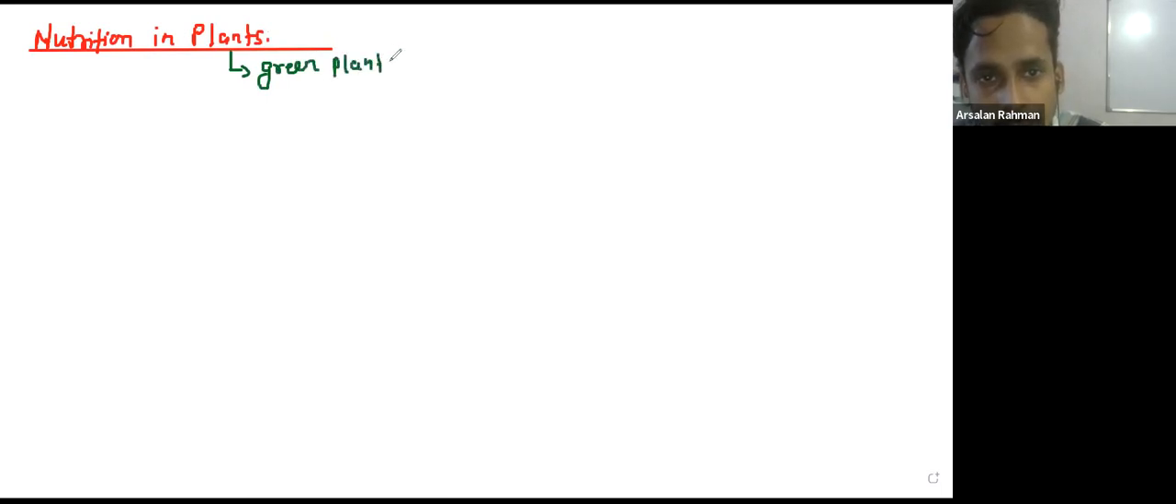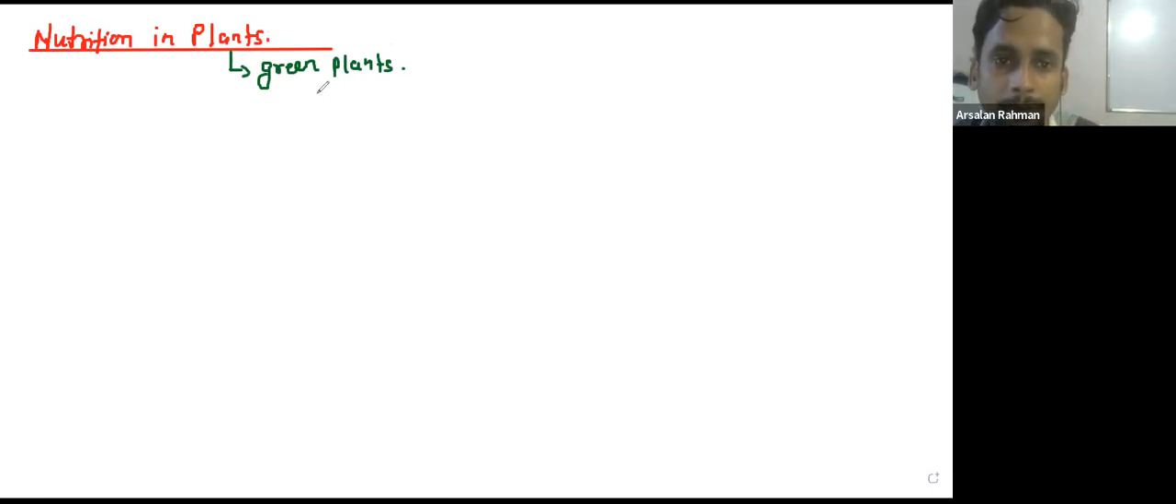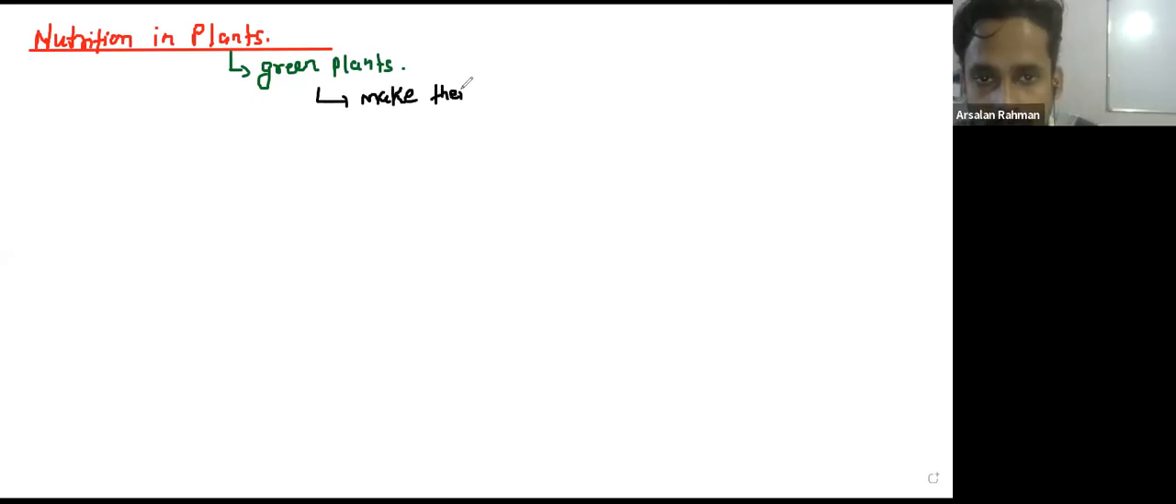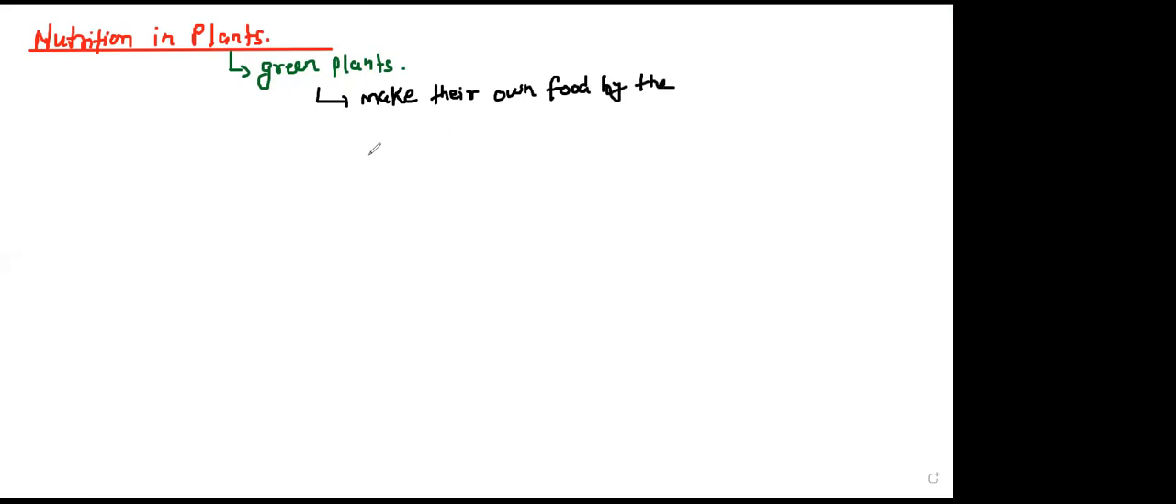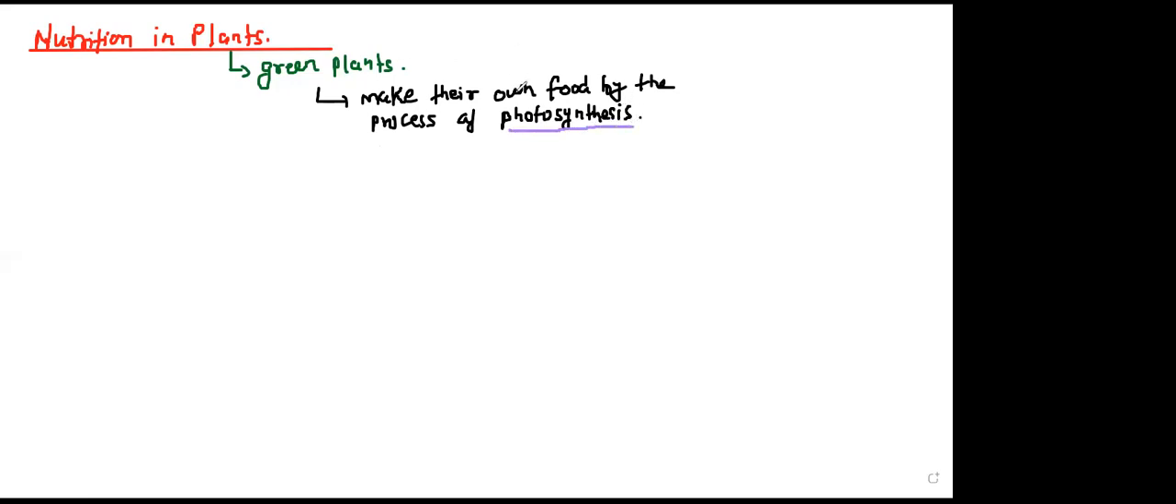I have already told you in previous classes, by the process of photosynthesis. So green plant make their own food by the process of photosynthesis. What is photosynthesis? What do you mean by photosynthesis? Can anyone tell me this? The process by which plants make their own food is called as photosynthesis.